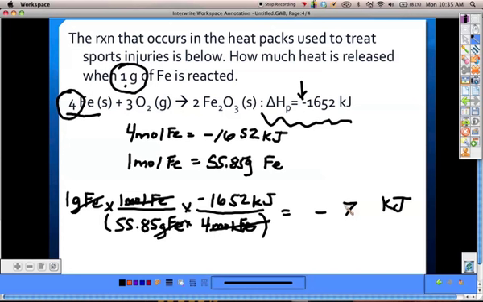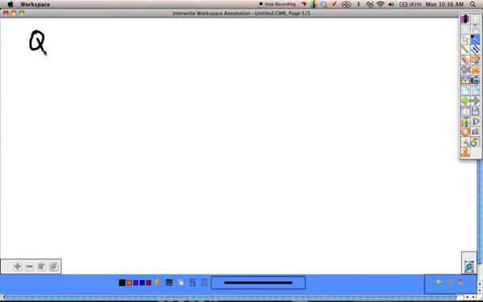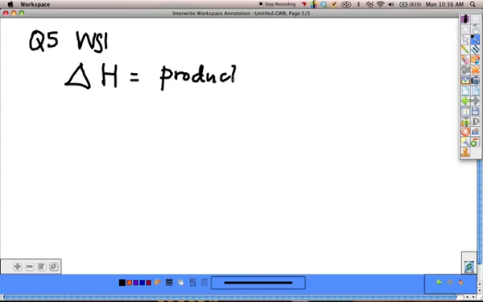I know it looks like we're done, but I want to tell you one last thing that is going to help you with question 5 on worksheet 1, because I told you you couldn't do that yet. You're going to be able to do it now, and that's going to be part of your homework tonight. Worksheet 2 and question 5 on worksheet 1. So question 5 on worksheet 1 requires the following information, which is also on the board here. Delta H is equal to the products minus the reactants.